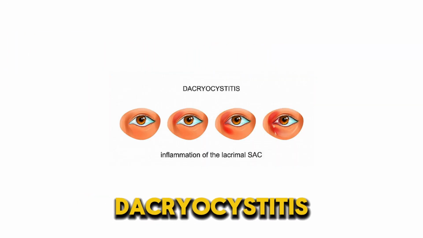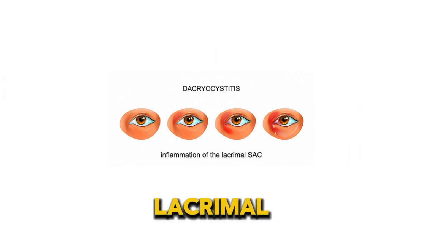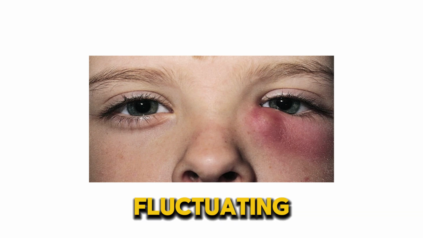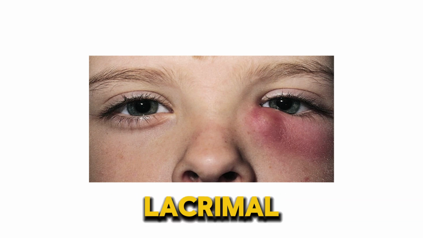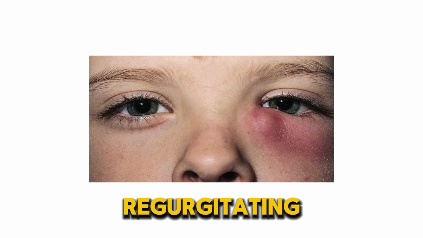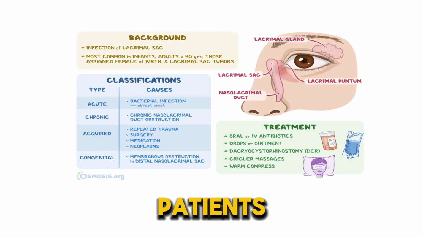Dacryocystitis. Dacryocystitis is an infection of the lacrimal sac due to obstruction of the nasolacrimal duct. Patients present with pain, redness, and swelling over the medial canthus just below the inner corner of the eye. Key signs include tenderness and a fluctuant swelling. When you press over the lacrimal sac, you may see purulent discharge regurgitating through the punctum. Patients often complain of epiphora due to impaired tear drainage.